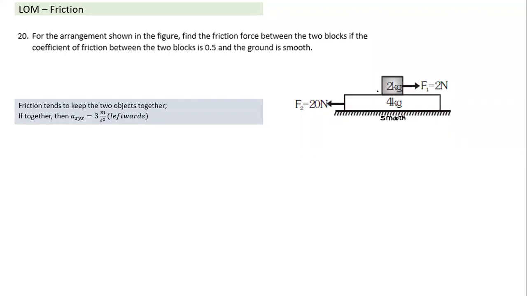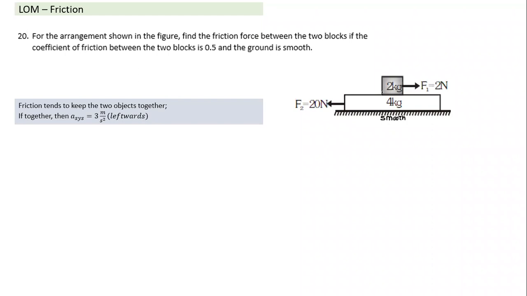We make an assumption that friction is successful. Friction is successful means there's no slipping taking place. And then we verify whether our assumption is correct or not. So friction tends to keep the 2 blocks together. Let's assume it is correct. So the assumption is, yes, the two blocks move together.